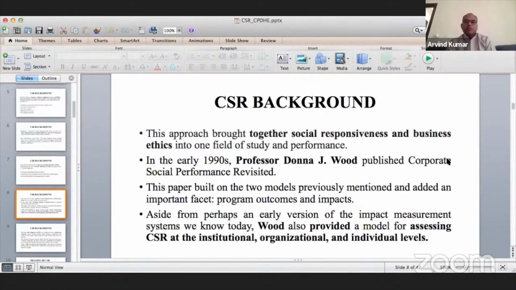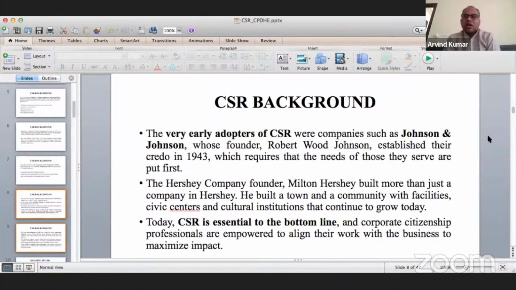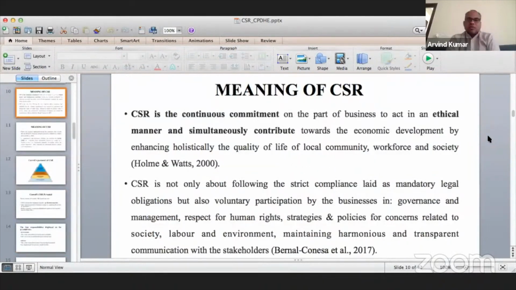So I will not spend much time on the theoretical part. I will try to move into the other part, how that happened in India. So very quickly, I will skip this slide. I'll share my slides with all participants. So I'll directly come to the meaning of CSR.